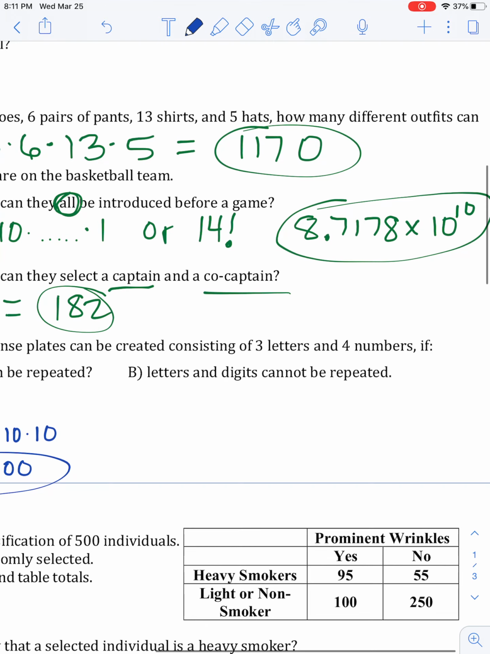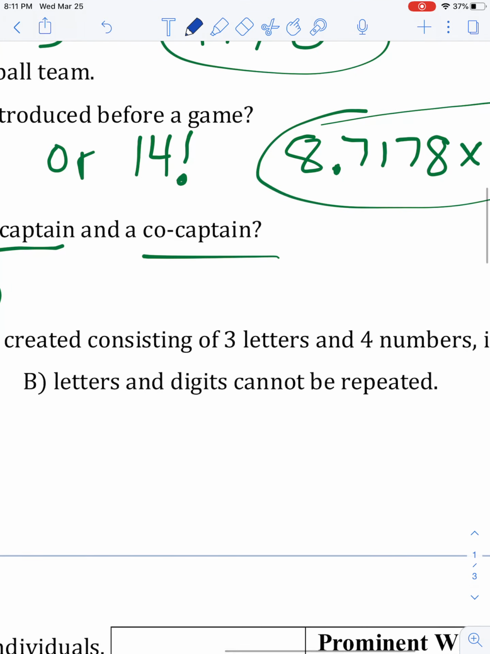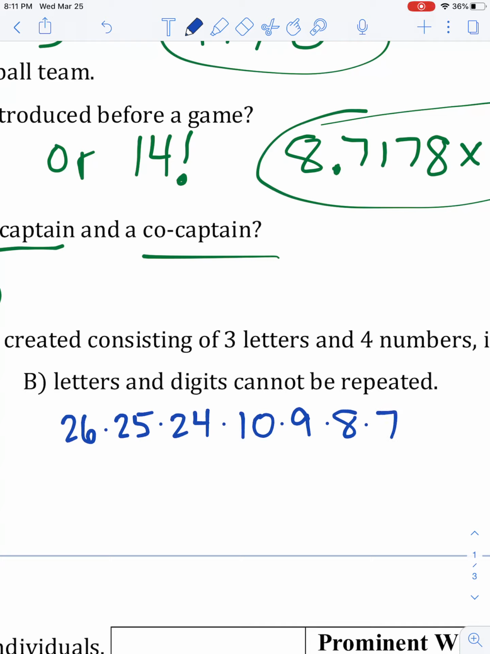What if I can't repeat letters and digits? Well, then for the 3 letters, there's 26 ways to pick the first letter. But now that one letter is chosen, there's only 25 left for the next letter and 24 left for the letter after that. Same idea with the numbers. There's 10 possibilities for that first number, but now that one is chosen, there's only 9 remaining, then 8 remaining, and then 7 remaining. So for this part, I'm just going to put all of it in the calculator and multiply these 7 numbers together. And if I typed all that in right, I'm getting 7862400. So 78,624,000.